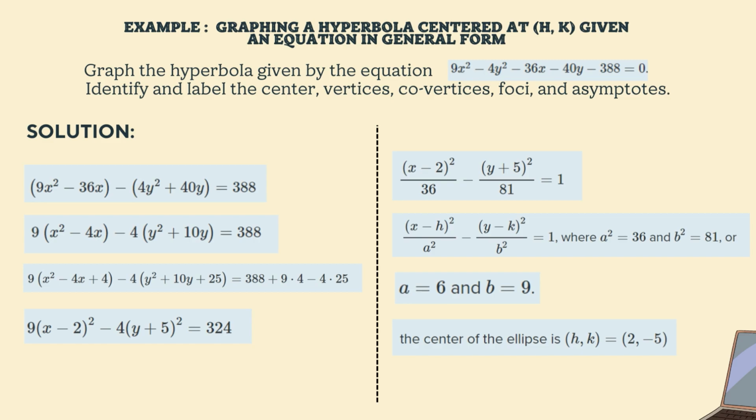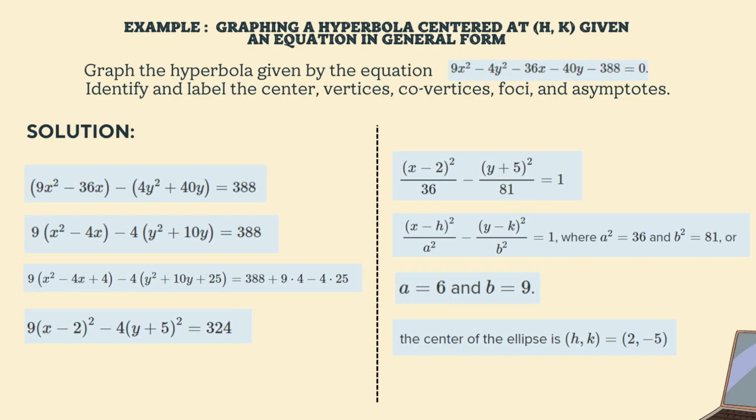Divide both sides with the constant term to place the equation in standard form. So divide 9 times the quantity of x minus 2 squared minus 4 times the quantity of y plus 5 squared by 324. 324 divided by 9 is 36. 324 divided by 4 is 81. So we have now our standard equation. Our standard equation is the quantity of x minus 2 squared over 36 minus the quantity of y plus 5 squared over 81 is equal to 1.